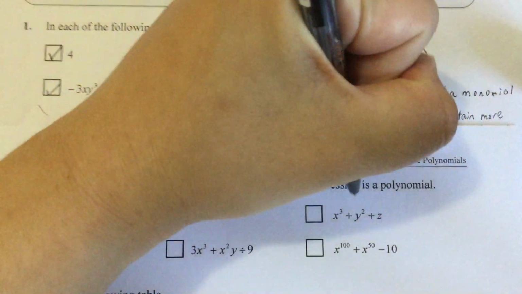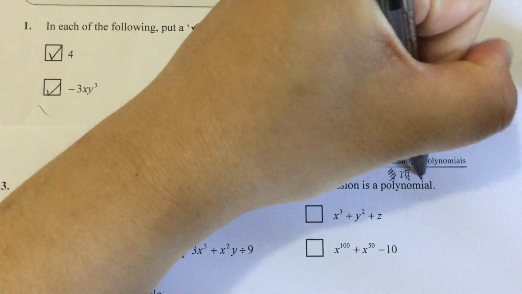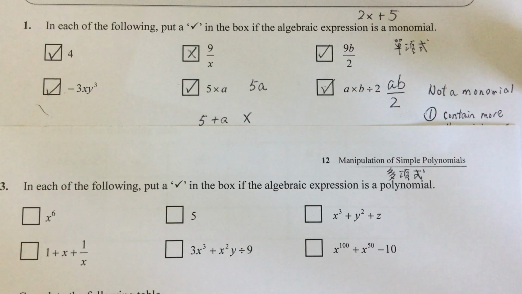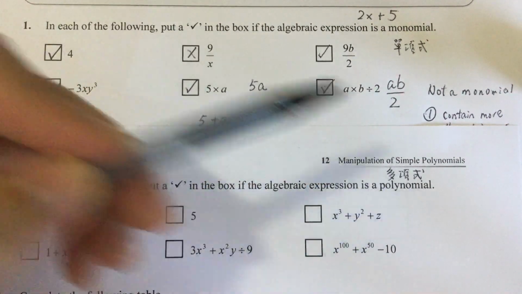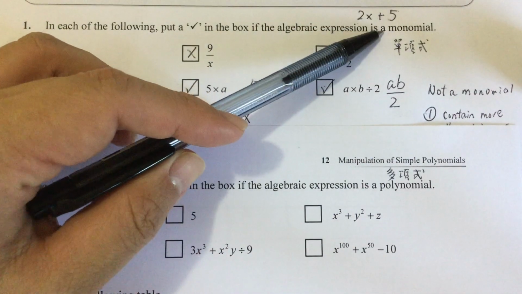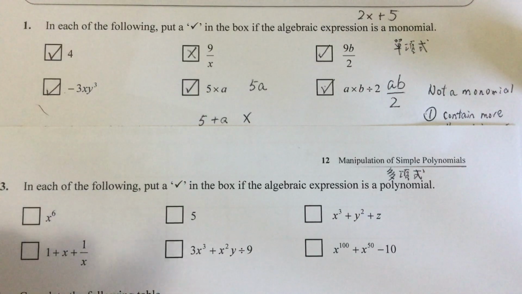Okay, this is question 3 for the polynomial. Polynomial in Chinese is called 多項式. That means it can contain more than one term, or one term, okay? So all of these are called polynomials. A polynomial means that all of its terms must be monomials. So you must look at this one by one. If any one of them is not a monomial, then we cannot say that this one is a polynomial.